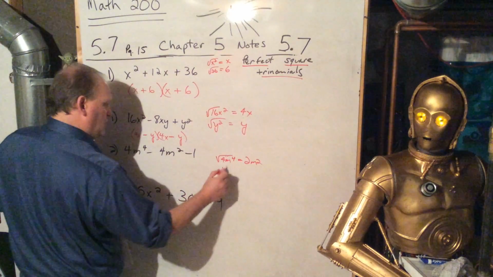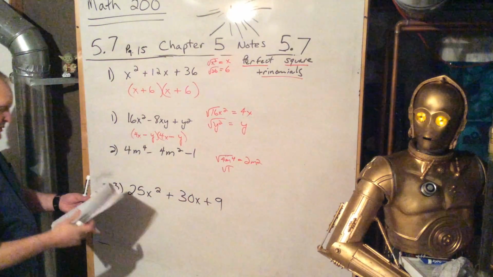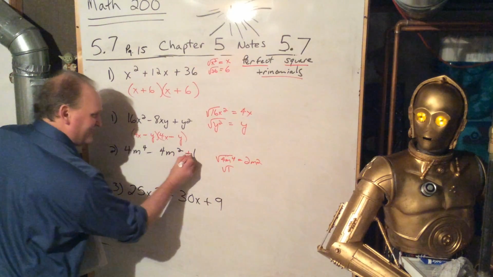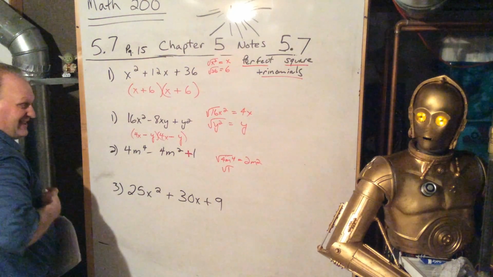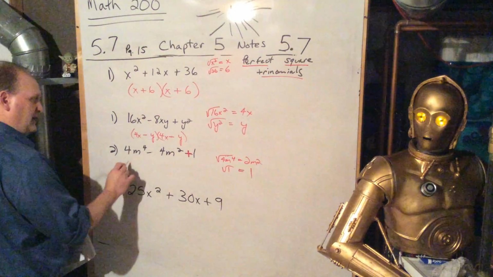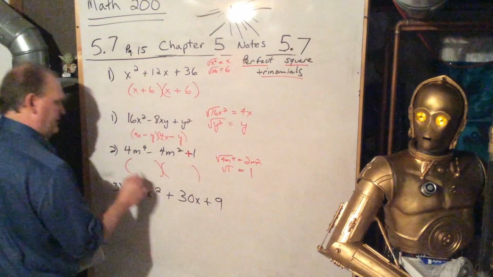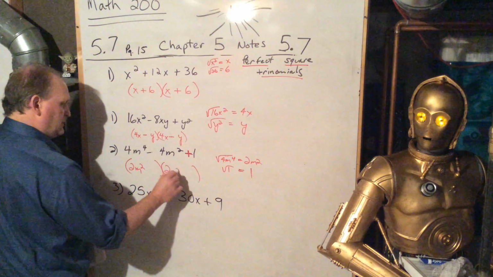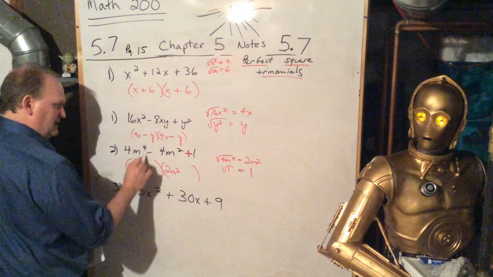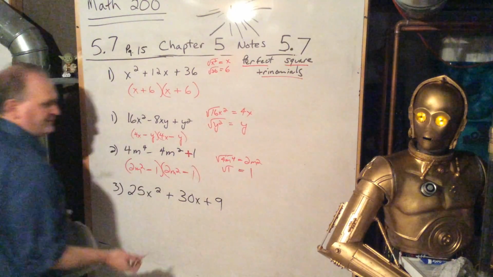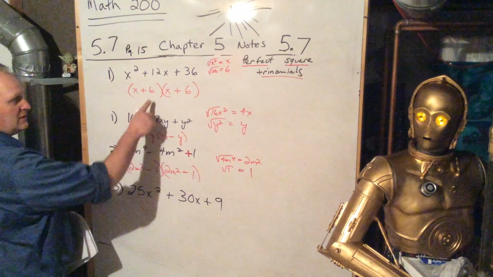So the square root of 4m to the 4th is 2m squared. The square root of 1 is 1. I must have written that down wrong. I did. That's got to be a plus, otherwise it wouldn't be factorable. That's 1. And so then we have 2m squared, 2m squared, and minus minus because of that minus sign there, 1. And that's it.